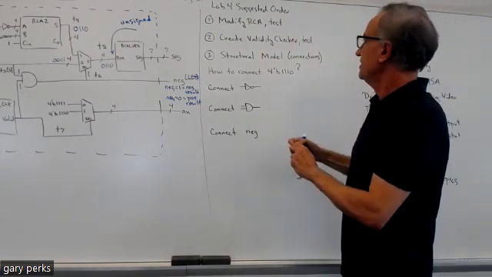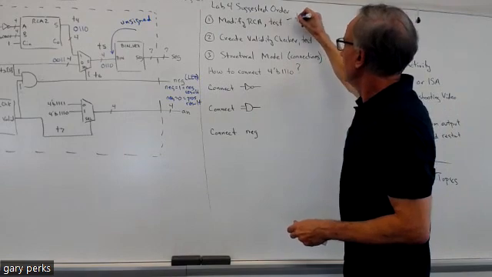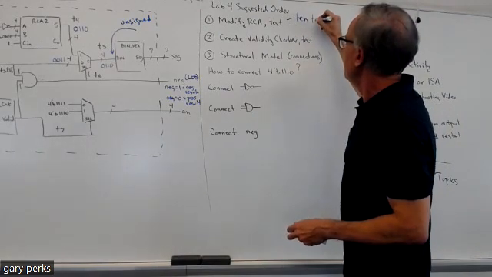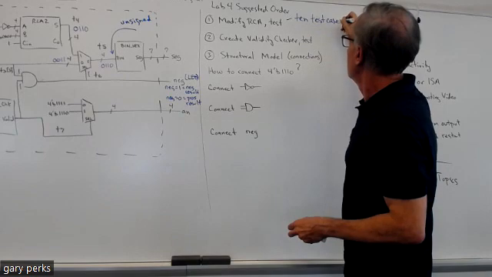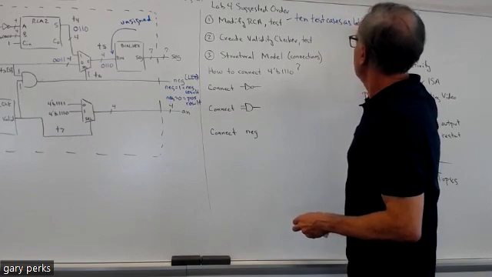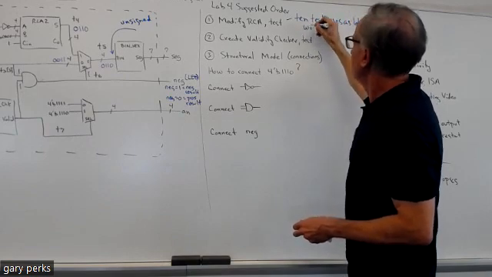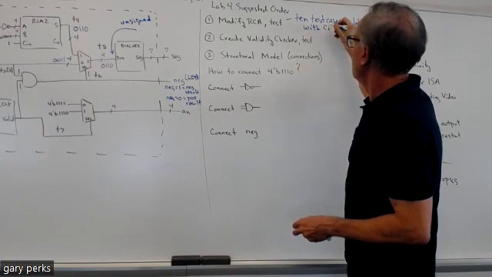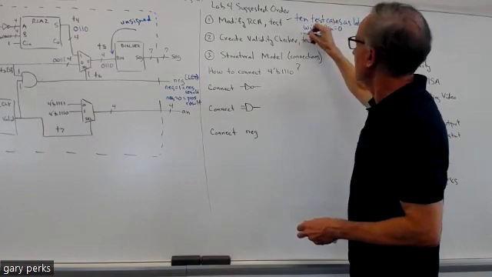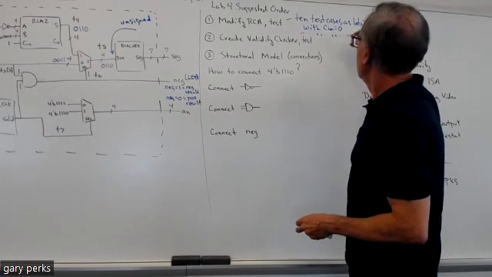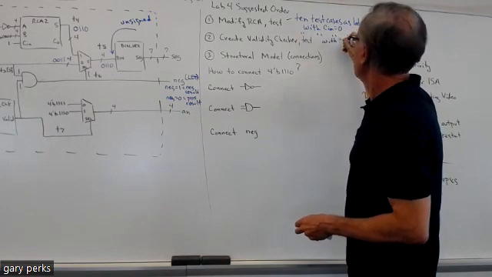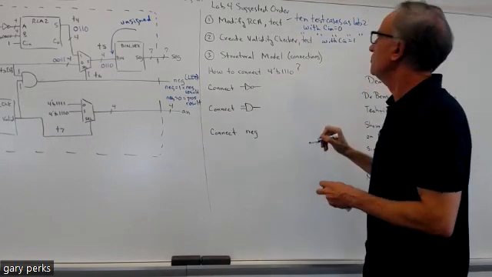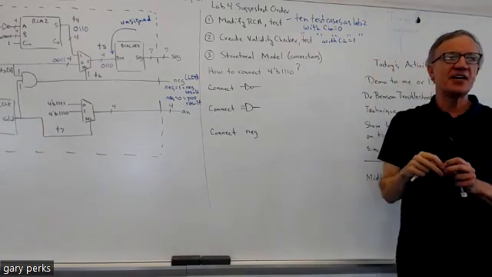Now, when you test it, do the same 10 test cases as lab 2, with CN equal to 0, and then do the same 10 test cases with CN equal to 1. Right, so you're going to have a total of 20 test cases to make sure that modified RCA works.